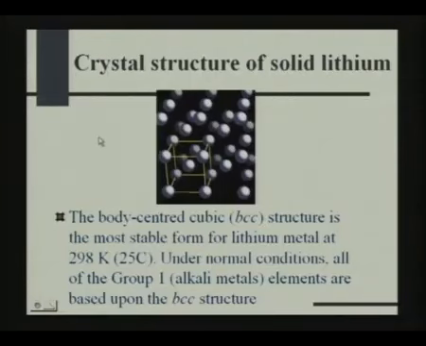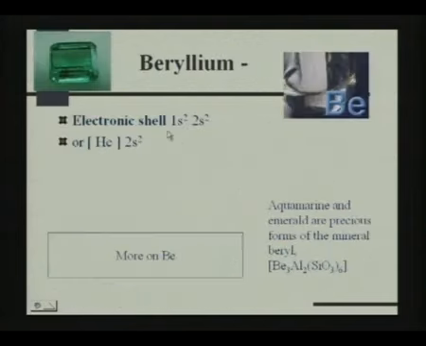Now this is the crystal structure of solid lithium. The body-centered cubic structure is the most stable form for lithium metal at 25 degrees centigrade. And remember that for all alkali metals, that is the group 1 elements, these are based upon the body-centered cubic structure. Next, atomic number 4, electronic shell 1s2 2s2. Now if we go on more on beryllium, you see this is the color of beryl.